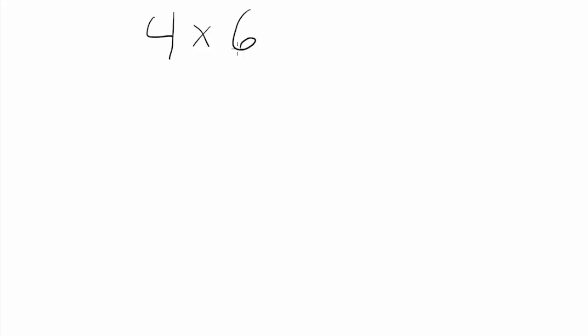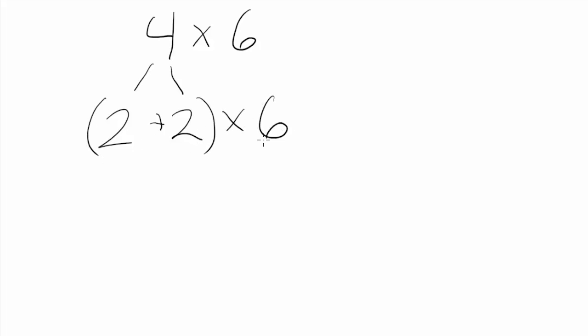Let's look at one more problem, this time without an array to reference. 4 multiplied by 6. To solve this, we will halve one of the factors. In this case, both factors can be easily halved, so we could choose either. Let's use the 4. When we halve 4, we get 2 plus 2.